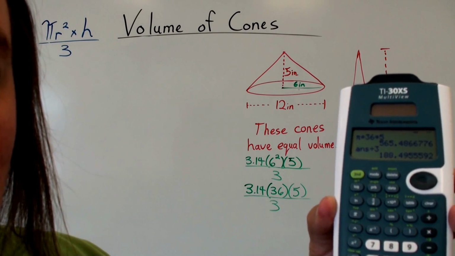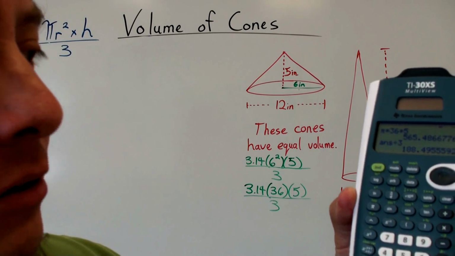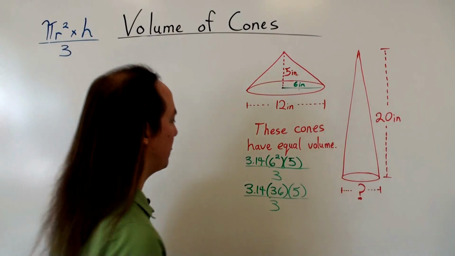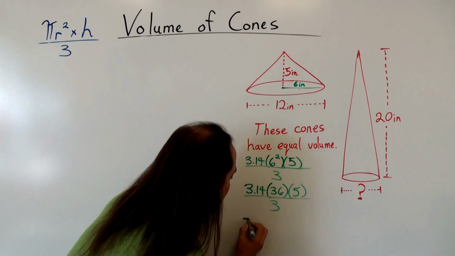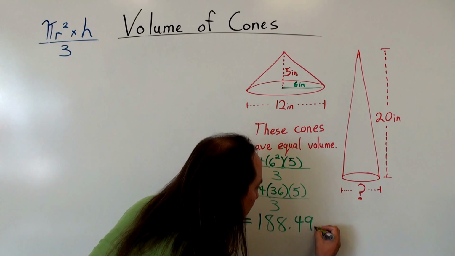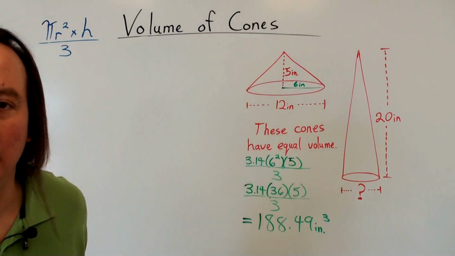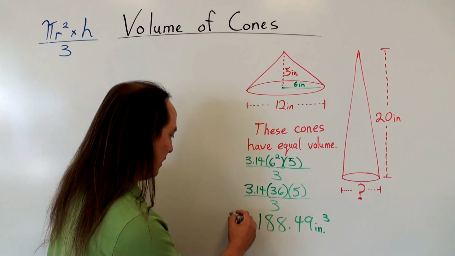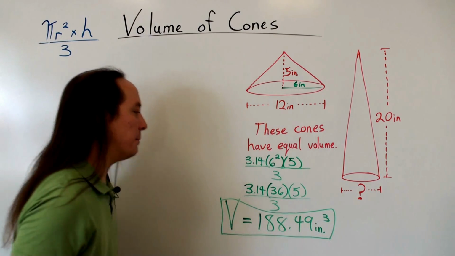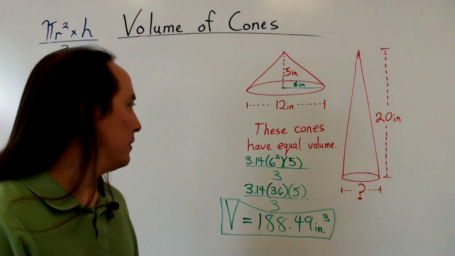188.49. You guys see that? 188.49, and the decimal goes on, but I'm just going to use up to 49. So let's go ahead and use 188.49. And this is all equal to 188.49 inches, right? We're talking about inches cubed. Can we see that on the screen? Yes, it worked. And that was the volume. That's the volume of both cones.